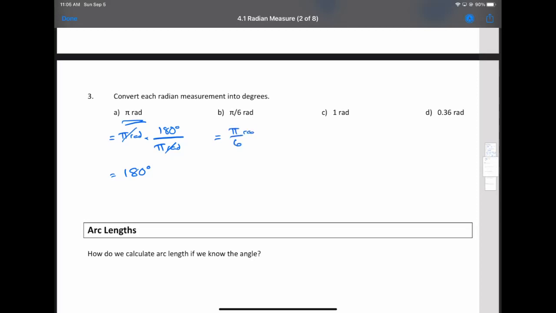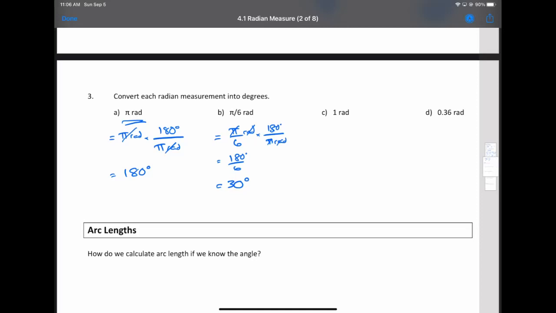pi over 6 radians times pi radians on the bottom, 180 degrees on the top. The pi's cancel out, as do the radian measure. Usually don't bother canceling out the actual unit, but yeah, it's there. And so this is really just 180 degrees over 6, or 30 degrees.